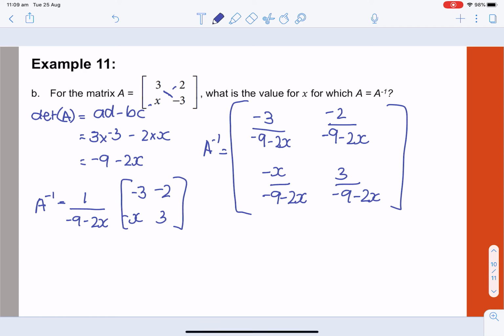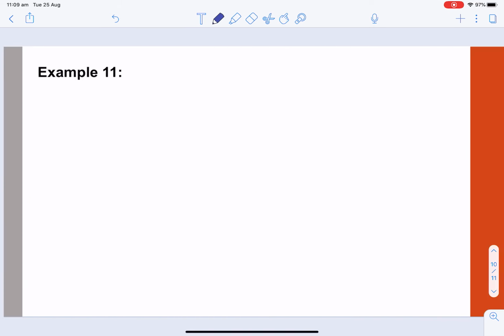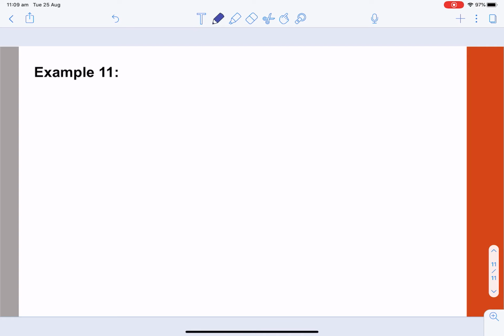Okay, we're halfway there. So we found our inverse of A. Now we need to solve for x. There's a lot of x's in here. Where do we start? Now, I'm going to skip to the next slide and rewrite that out again. And remember, that A is equal to A inverse. We found that out in the last slide. It actually stipulates in the question.